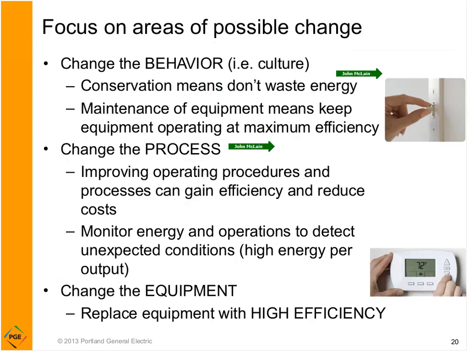Change the process. We looked at a couple of things, for example, the janitorial example that said change your process, change your procedures, and you can reduce costs. And finally, when you change the equipment, watch out for the efficiency and watch out for the life. We saw that example of the 12,000-hour bulbs rather than the 8,000-hour bulbs.